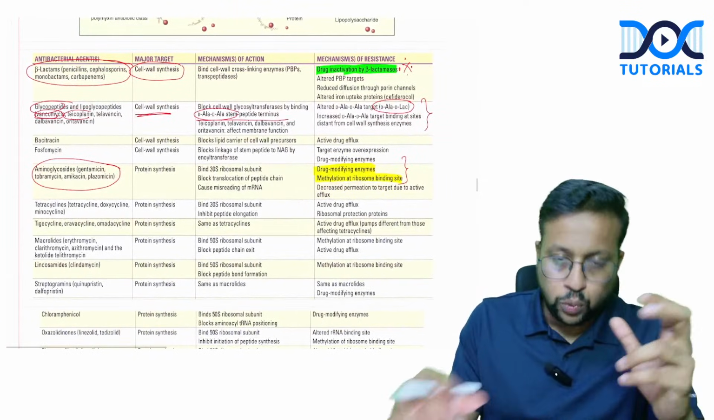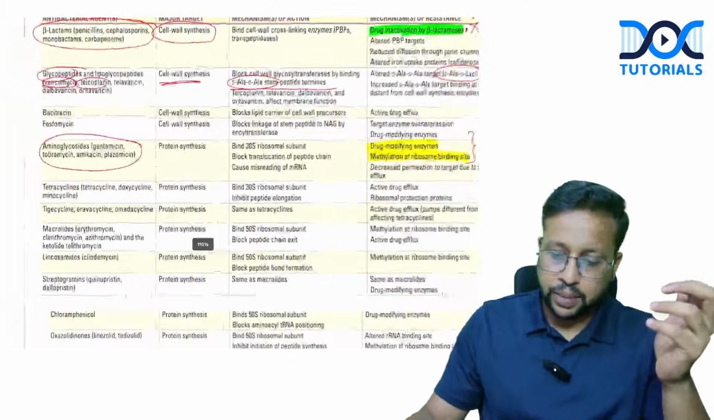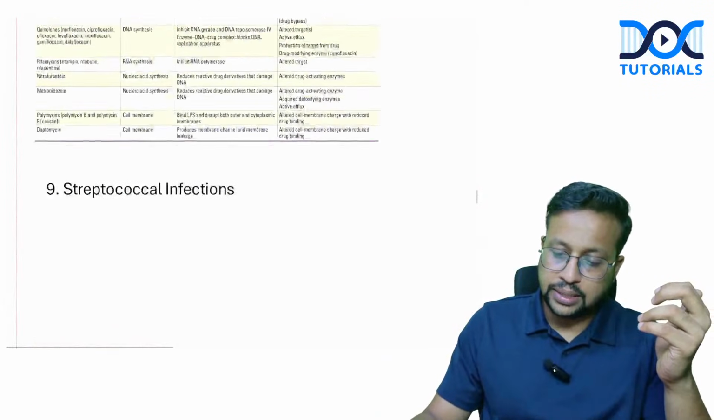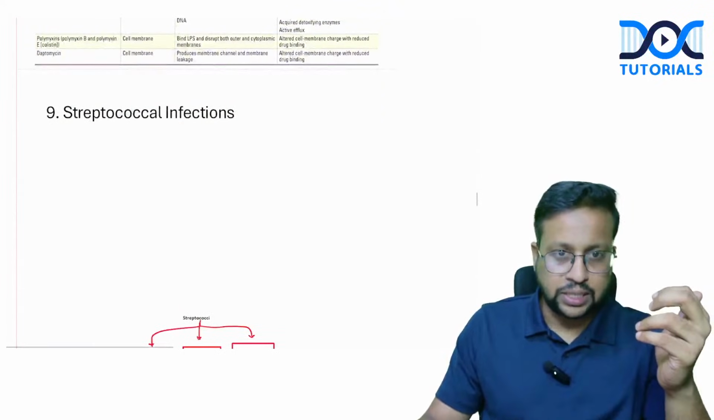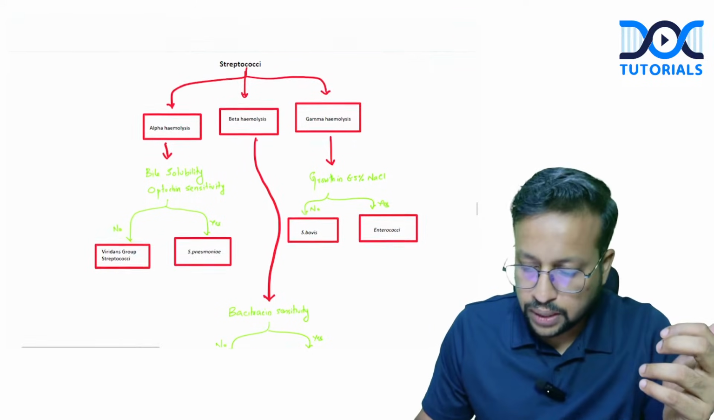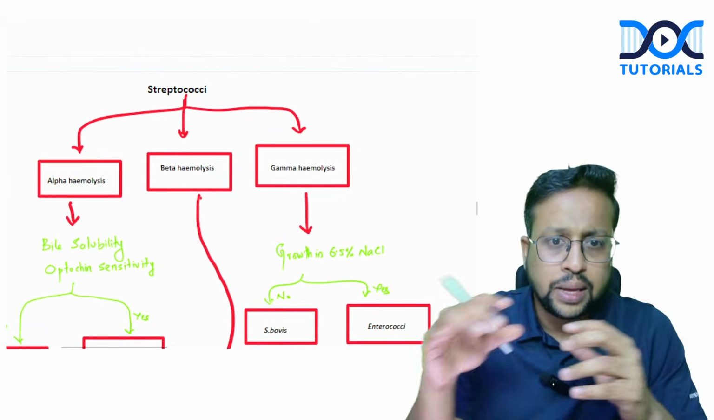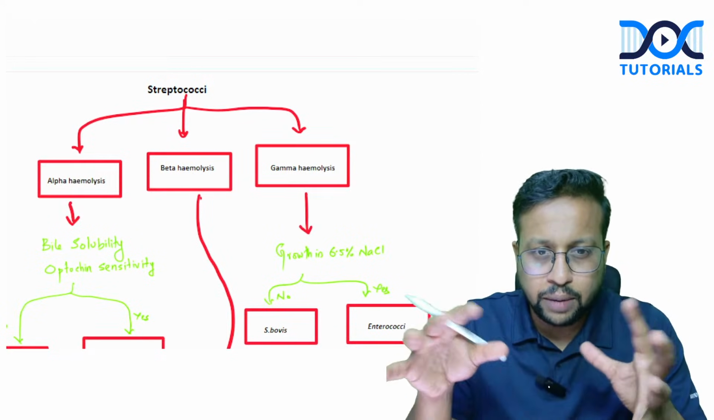So overall, what I have to tell is that this entire topic is quite important, like the antibiotic agents as well as the various mechanisms of resistance. I'm not going to go into detail, but that is very, very important. So next you have the streptococcal infections. This is one table that I want to discuss.